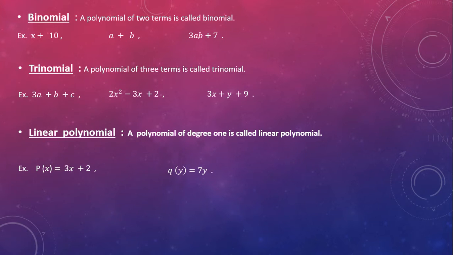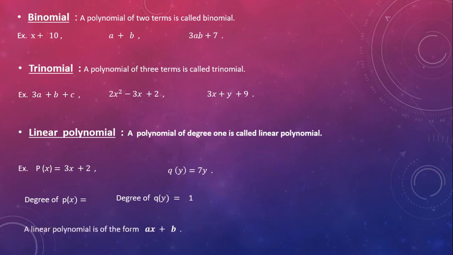The next, qy equals to 7y. In this polynomial, y is the variable and the degree of this polynomial is 1 since the power of y is 1. Therefore, degree of px equals to degree of qy equals to 1. A linear polynomial is of the form ax plus b, where a and b are constants and a not equals to 0. A linear polynomial has at most two terms.